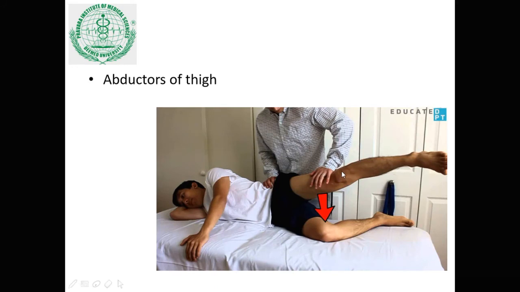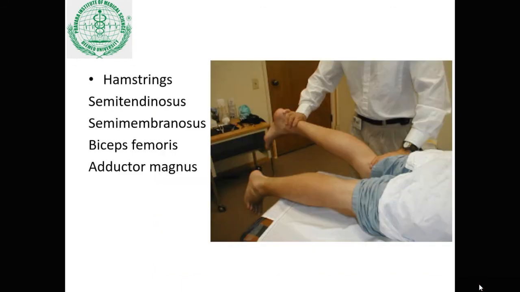Now the abductors of the thigh are the gluteus medius, minimus and the tensor fasciae lata. Ask the patient to do the abduction of the thigh at the hip joint against resistance, and this will demonstrate the action of these muscles. Now for the testing of the hamstrings, ask the patient to lie in the prone position. Flexion of the straight knee against resistance will demonstrate the action of the hamstrings.